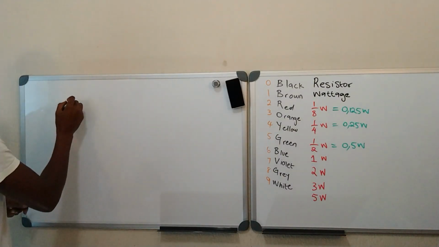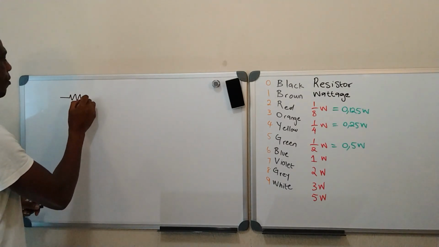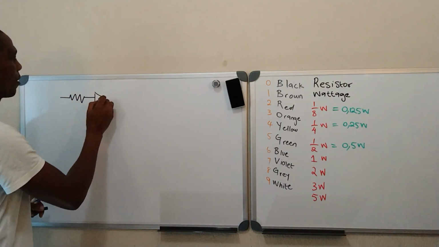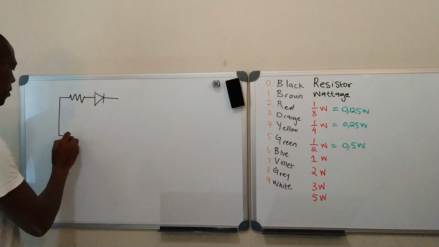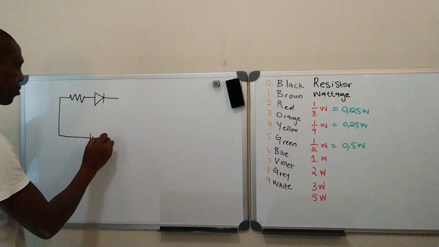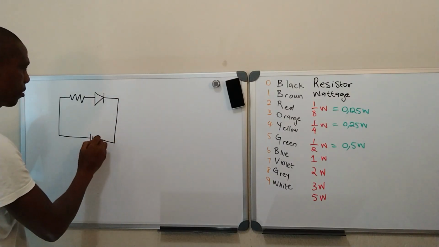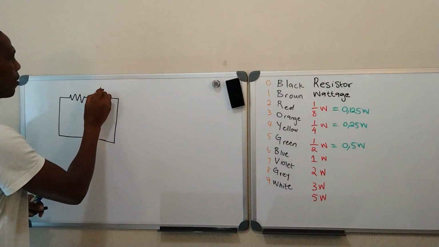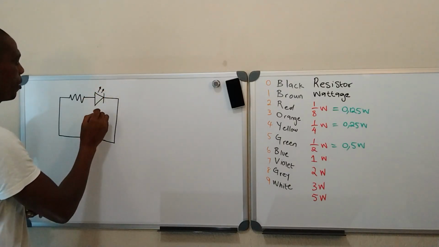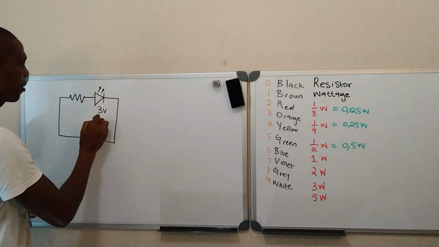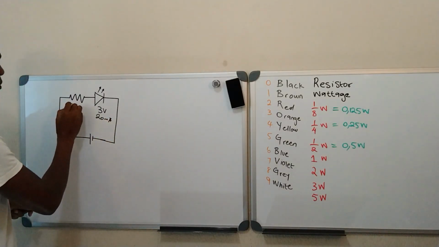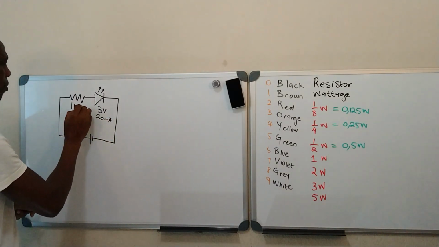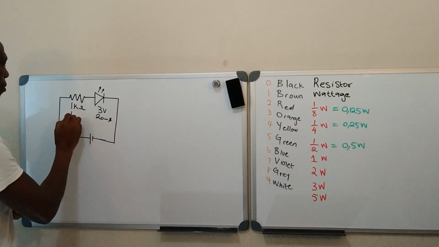Now we are going in reverse. Let's say you have a resistor, an LED, and a power source. You know that your LED needs 3 volts, 20 milliamps. The resistor that you have is 1 kilo ohm with a rating of a quarter watt.